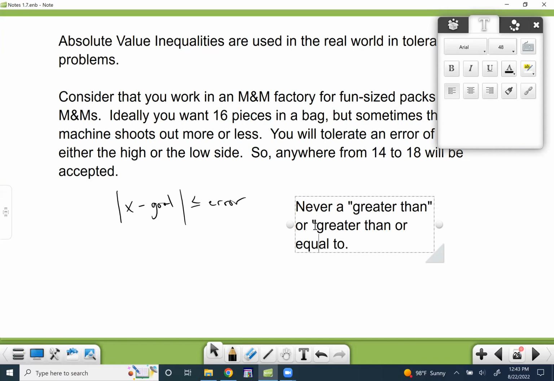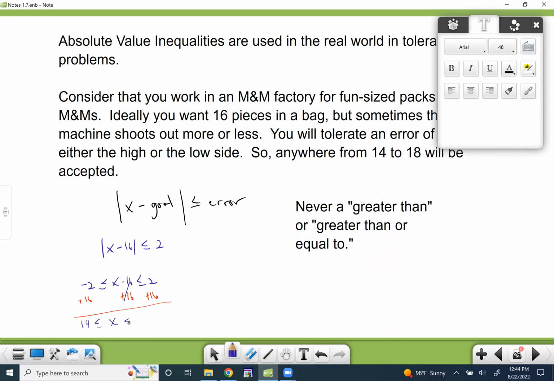All right, let's see here. There we go. So if we set that up in this particular case, our goal is to get 16 in a pack. So we want the absolute value of x minus 16 less than or equal to an error of 2. Now you'll notice since it's a less than, we know that it's going to get sandwiched. So the x minus 16 less than or equal to 2 is also going to have a negative 2 on the other side. Now I claim that when you solve this, you should get what we want. Here's our 14.